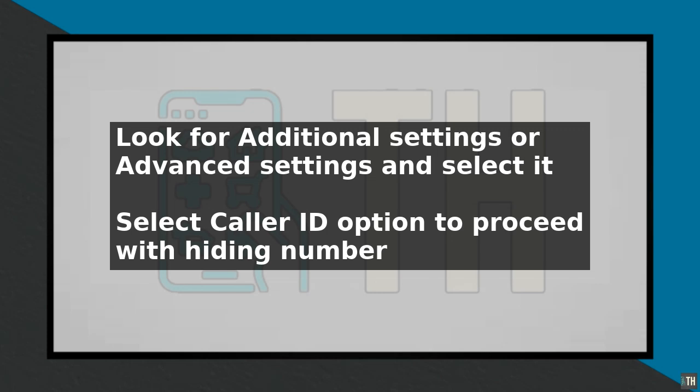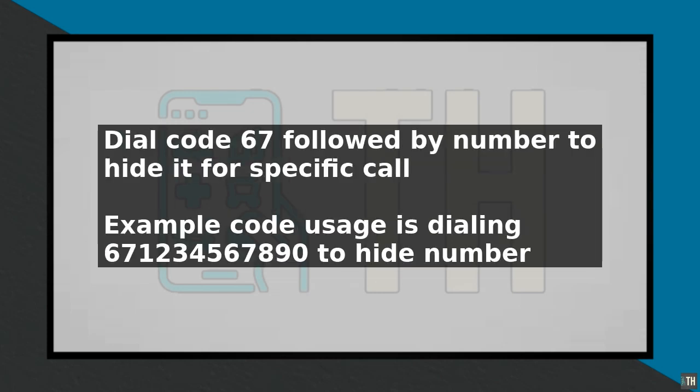Alternatively, you can also use a code to hide your number when making a call. To do this, dial the code 67 followed by the number you want to call. For example, if you want to call 12345678890, you would dial 671234567890. This will hide your number for that specific call.